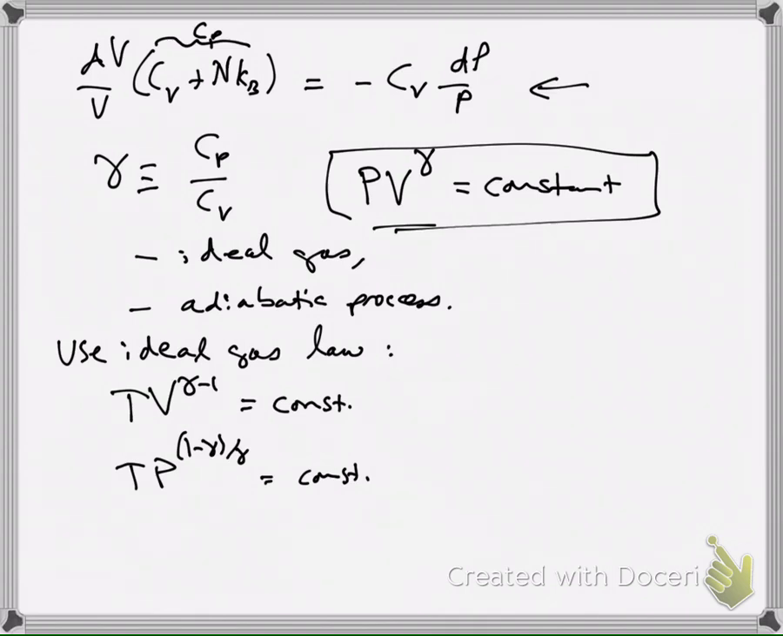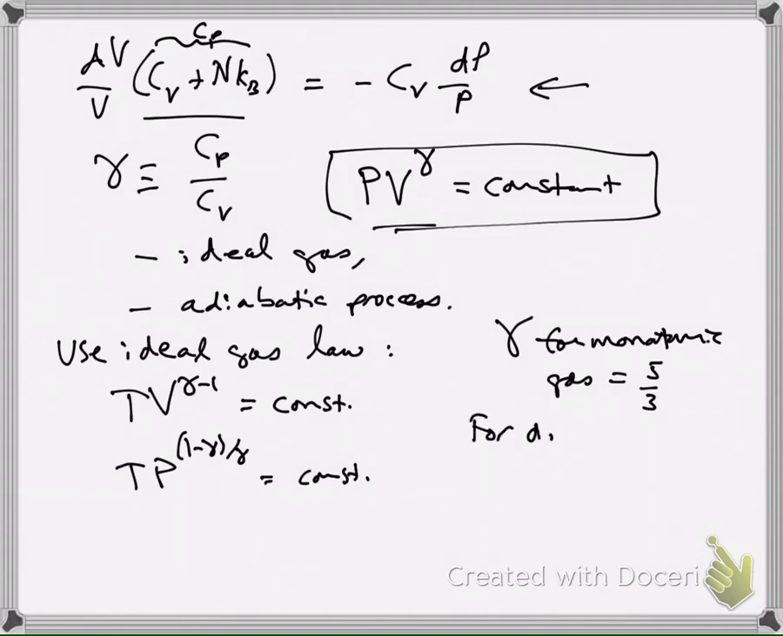Now, something to know, gamma for a monatomic gas ends up equaling 5/3, right? That's because the heat capacity at constant volume for the monatomic ideal gas, I told you this last time, is 3/2 N k Boltzmann. And that means, because Cp is Cv plus N kB, that the heat capacity at constant pressure is 5/2 N k Boltzmann. And so the ratio of 5/2 to 3/2 is 5/3.